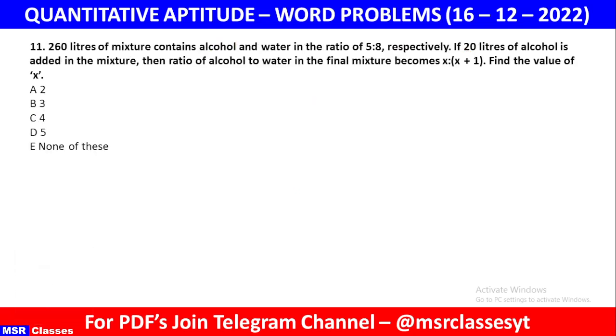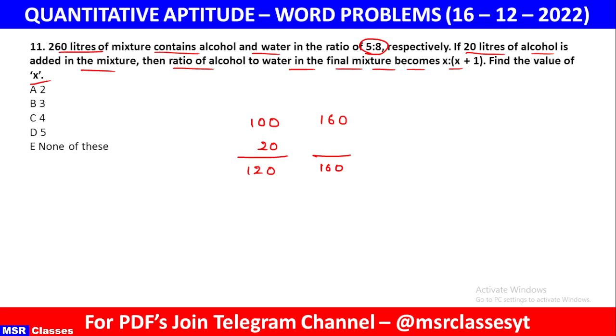Next question. 260 liters of mixture contains alcohol and water in the ratio 5:8. If 20 liters of alcohol is added to the mixture, then what is the alcohol to water ratio in the final mixture? Find the value of X. Then 5:8, total 13, 260, initial ratio. 20 liters of alcohol is getting added, so 120 to 160. 4 times 3, 4 times 4, 3:4, X is 3. Option B is the final answer for this question.